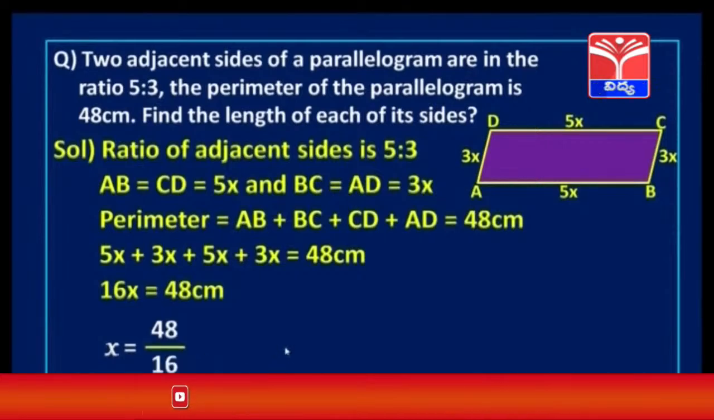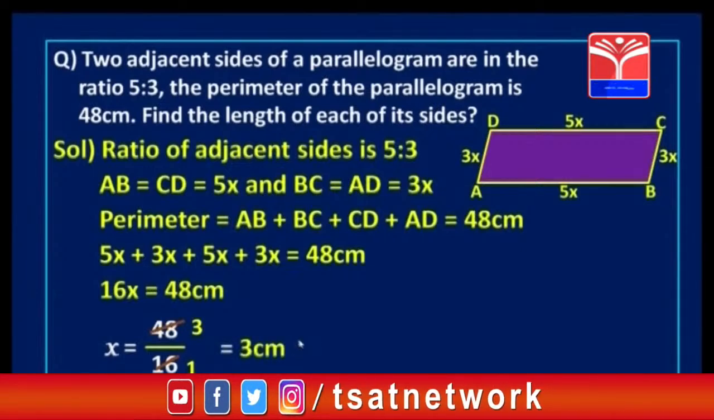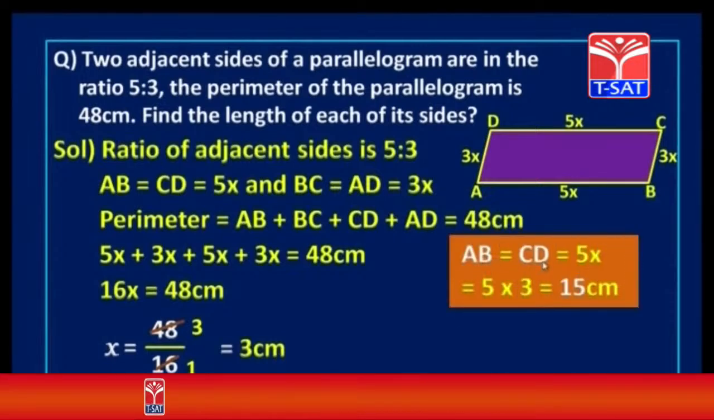Children, can we cancel here? Yes, 16 ones are 16, 16 threes are 48. So what is x equal to, children? Yes, it is 3 centimeter. So AB is equal to CD.